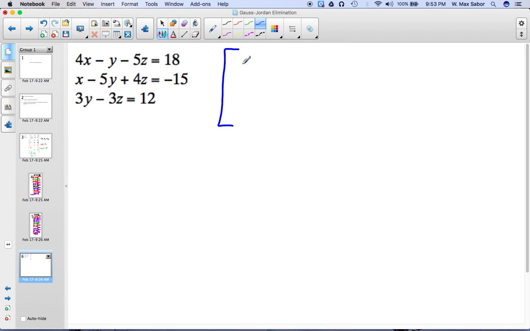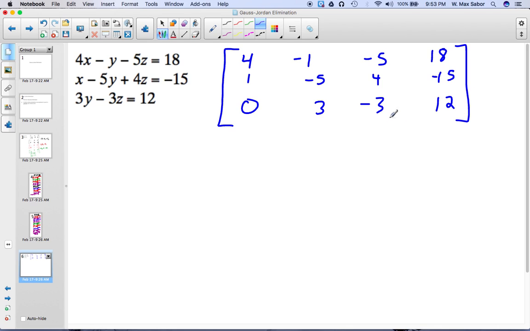Another Gauss-Jordan elimination. Let's write the augmented matrix. Notice that there's no x in the final equation. We can cancel out this, so that there will just be this 1 in this column by taking negative 4 times the second row, adding it to the first row.